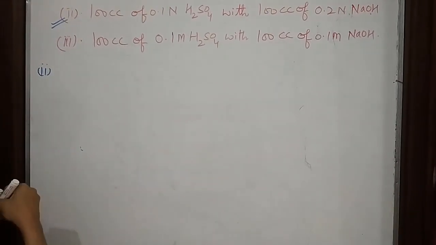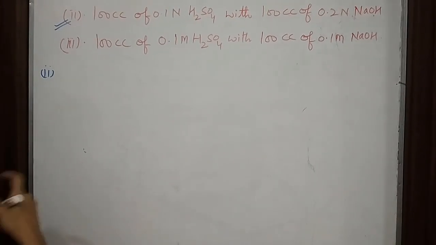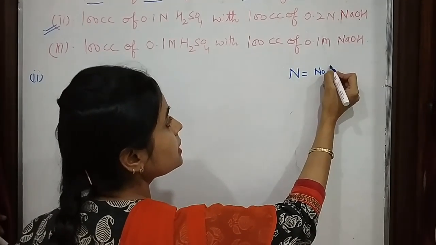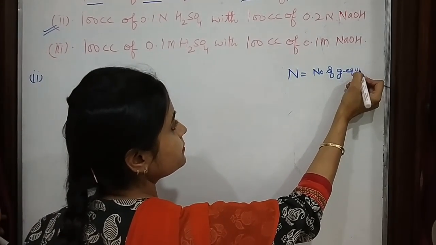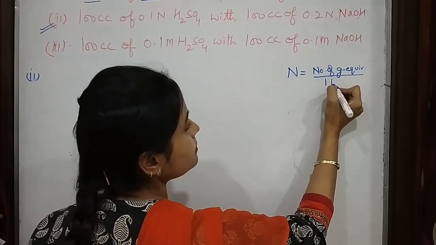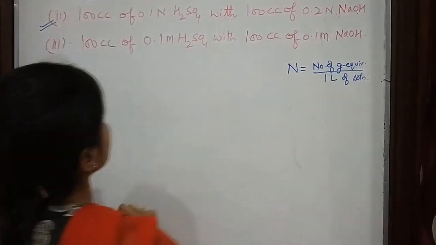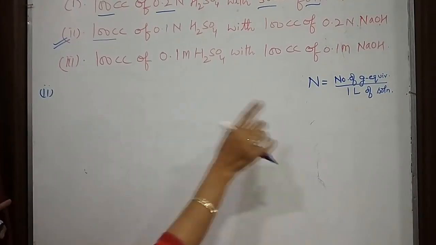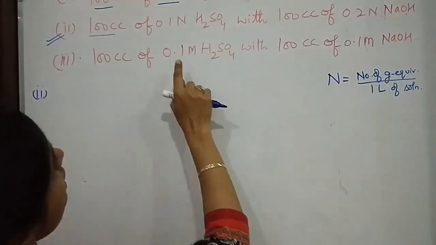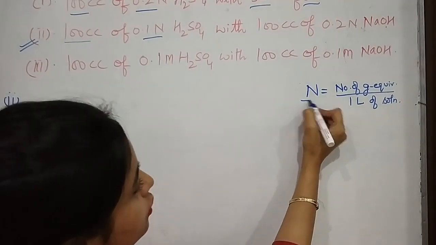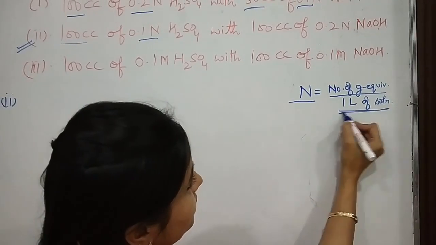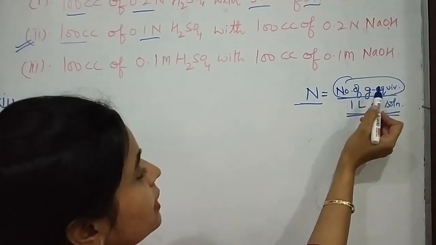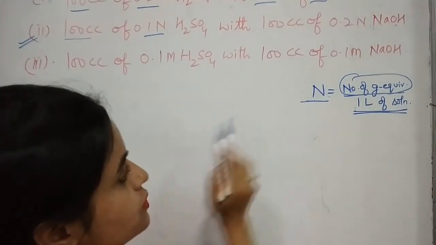So we have to find out the number of gram equivalents. You know that normality is equal to number of gram equivalents per liter of solution. Here what is given? Volume. You are provided with this volume, and normality is given to you. You are provided with this normality as well as this volume of solution. Now you can easily find out number of gram equivalents by cross multiplying these two.